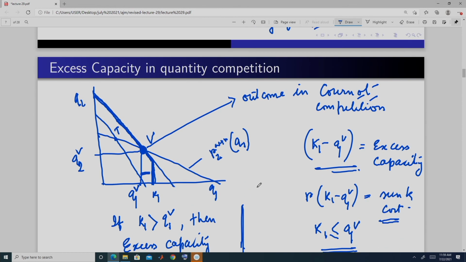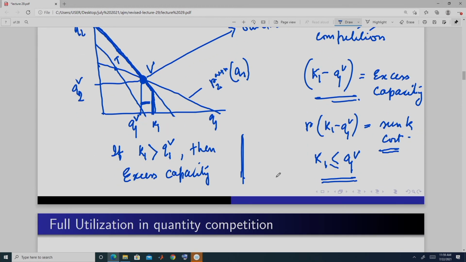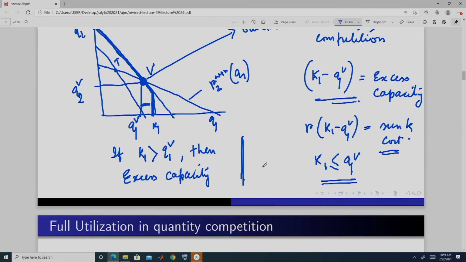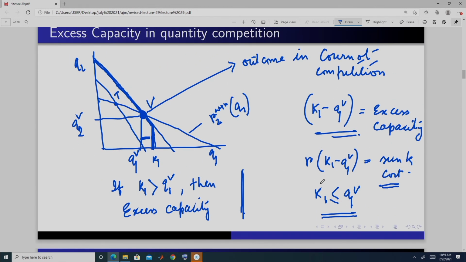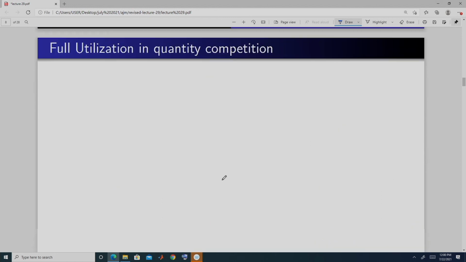Now, this is one outcome, and firm 1 will never want to have excess capacity here, because if it has, then it is a sunk cost for it. This much amount of cost, it is not getting any return on it, it is unnecessary, because if it has this, then also the outcome is this. Okay? If capacity here is equal to this, the outcome is the same. So, this much cost is unnecessary.